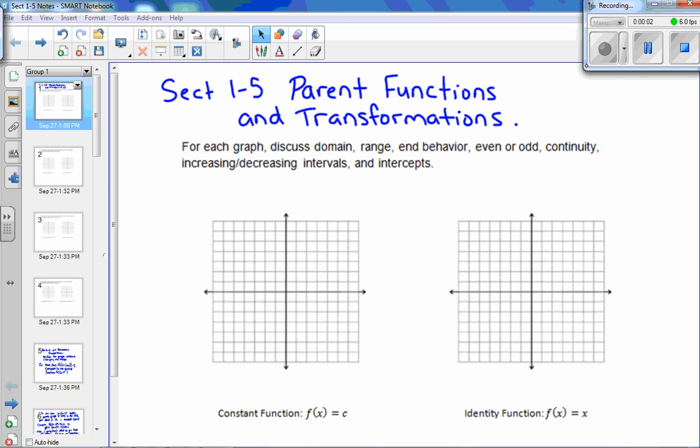Today we're talking about parent functions and transformations. This will be familiar to you. We did a lot of this last year, especially when we talked about parabolas.